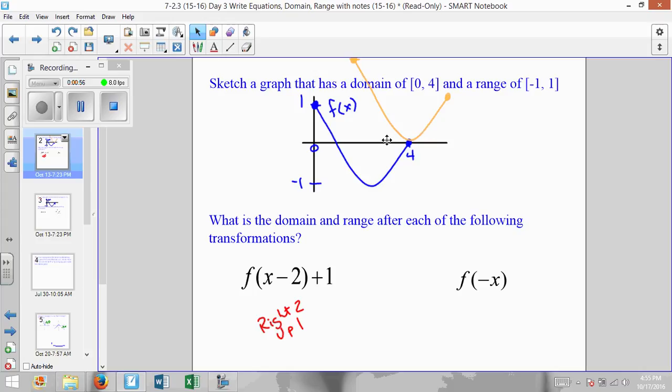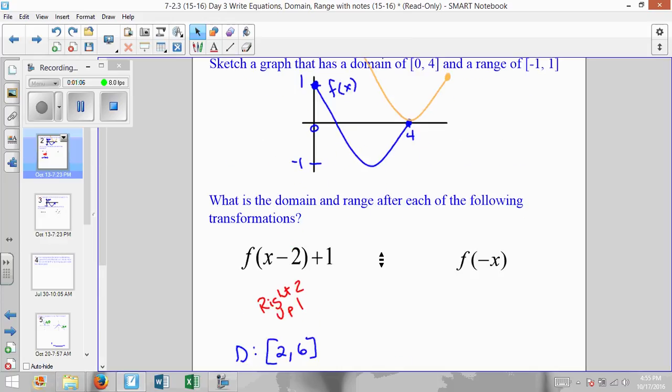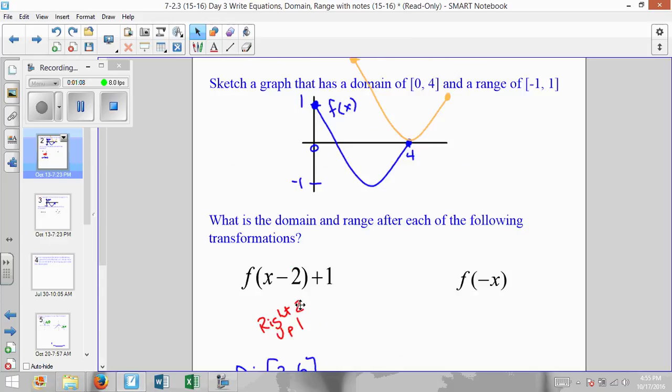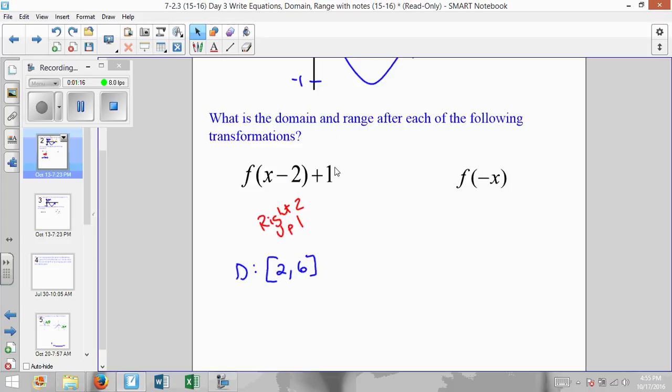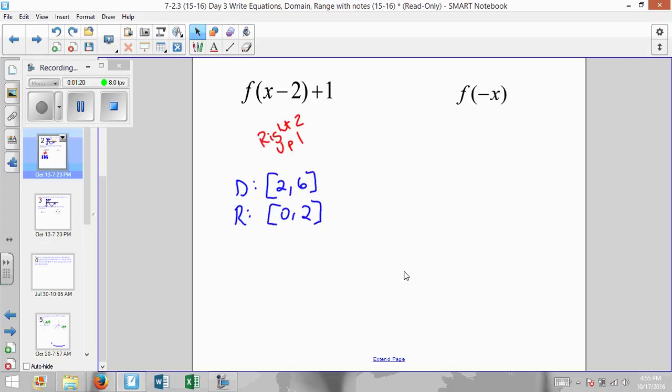Well, the domain is side to side, so that's actually from 2 to 6 now because I moved it right 2. That's the only part that affected that. So domain is from 2 to 6. The range, the only part that affected that was the up 1. So if I go up 1 from each of these, -1 moves up to 0, 1 moves up to 2, so it's from 0 to 2. Here it is. All right, let's try the next graph.